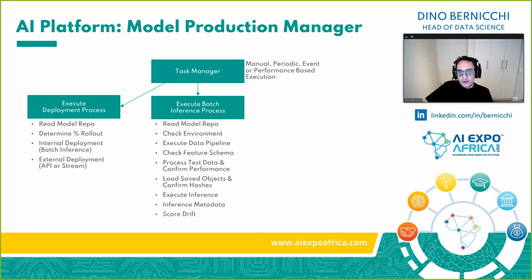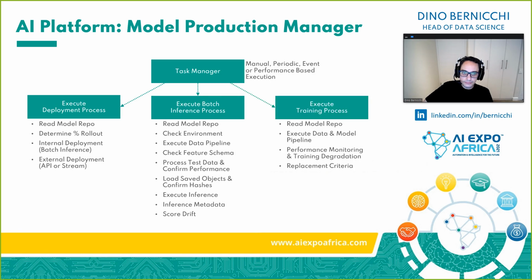If the task manager is executing a batch inference process, it would basically read from that model repo and then run through that entire process. So do all the checks to make sure you're using the correct environment, the correct data, make sure you're using the correct models, encode and transform the data as need be, and then actually execute the inference. And in that process, you can also check things like your scoring drift.